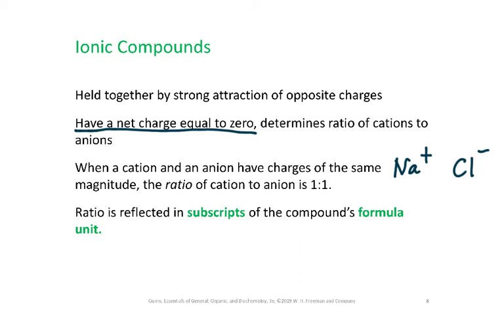So this ratio would be reflected when we write the formula unit. The formula unit here would just be NaCl. But it's not always a 1-to-1 ratio, but it is always neutral. And so we may actually end up with some subscripts here in these spots. If it's 1, it's assumed to be 1, and we don't put it there.